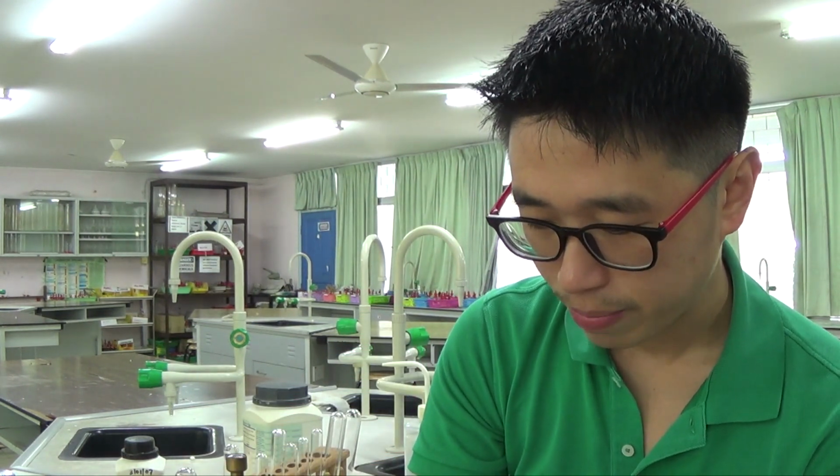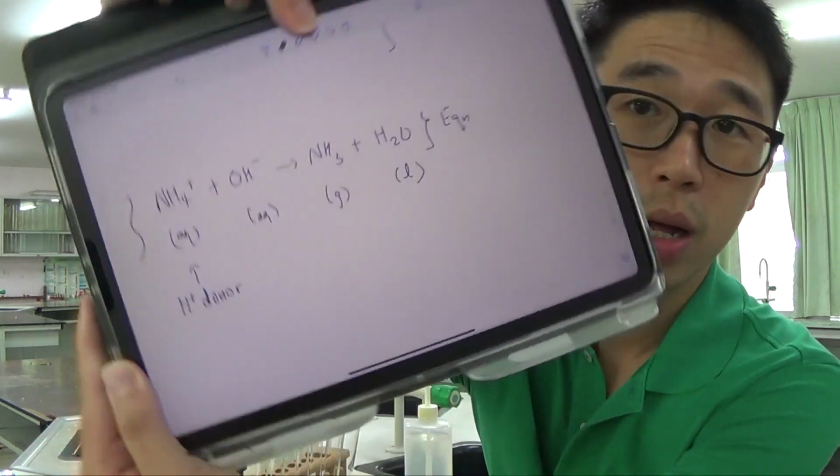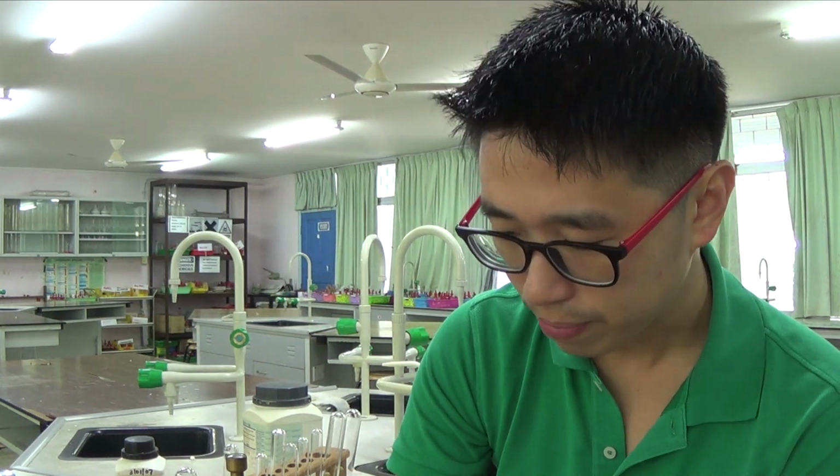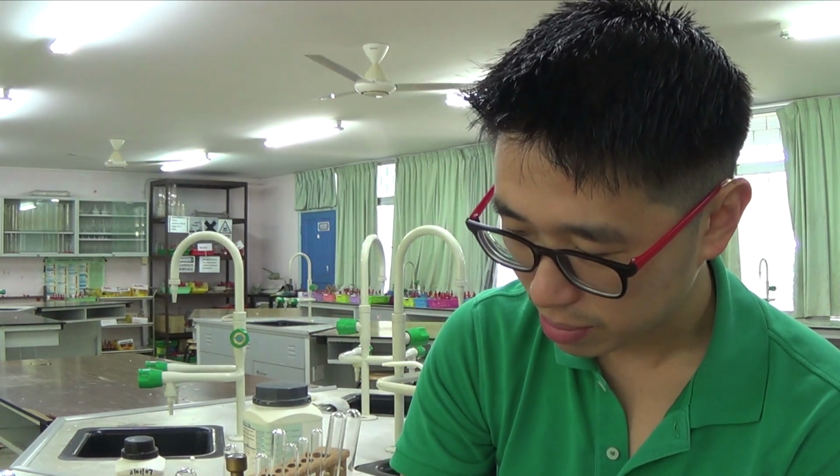The NH3 being a gas, being a molecule, and H2O being a molecule as well, liquid, so they don't dissociate into ions, and that's why the two ions just come together. And the OH-, the hydroxide, will take away the H+ from the NH4+. The NH4+ is giving away the H+. So the NH4+ is what you call the H+ donor. When a substance donates H+, it is what you call an acid, and the OH- is the H+ acceptor. So that is what you call a base.